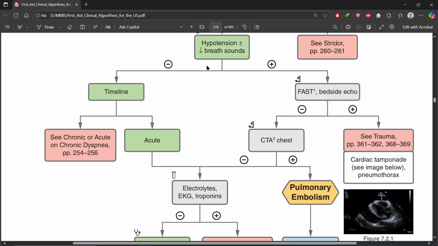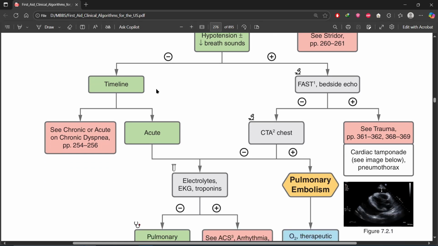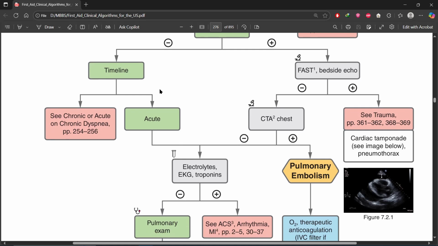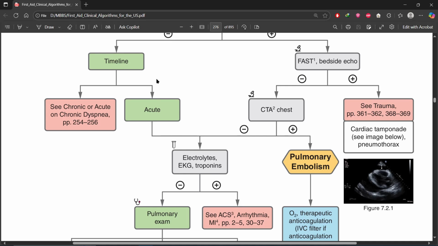If the hypotension and decreased breath sounds are not present, then we go towards the timeline, because then the patient is not really presenting with a dangerous condition. So we are now out of the part of managing the patient immediately. Now we look at the timeline so that we can understand if it is truly acute or if this is an exacerbation of an already present chronic condition.